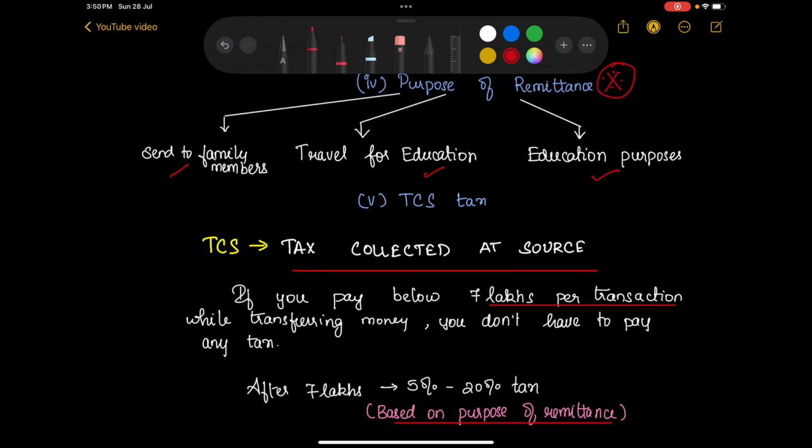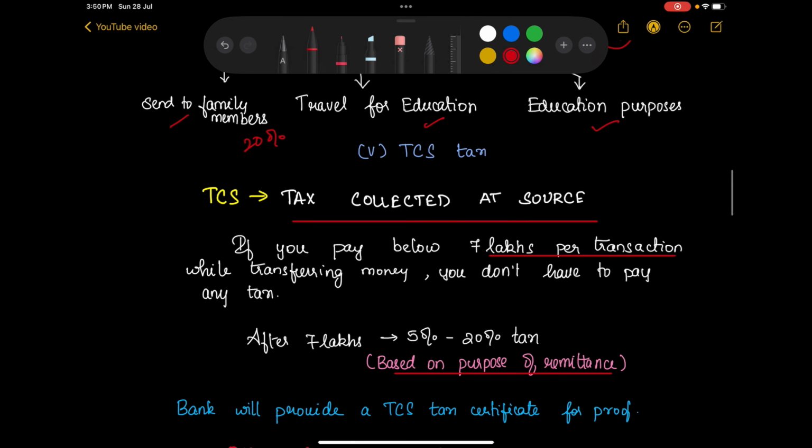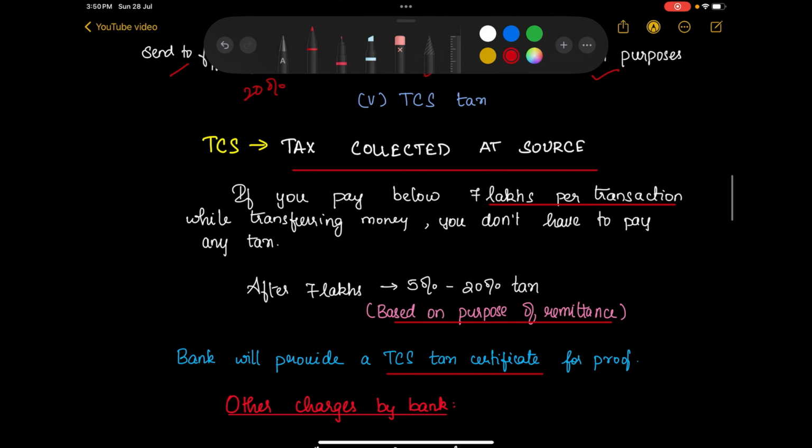So as you can see here, for sending it to family members or sending the money as a gift to someone, the tax is 20%. At the same time, if it's for education, the tax is only 5%. The bank will provide a TCS tax certificate for proof. And at the financial year end, you will be able to claim the tax that you have paid while transferring money from India to the US for education purposes.